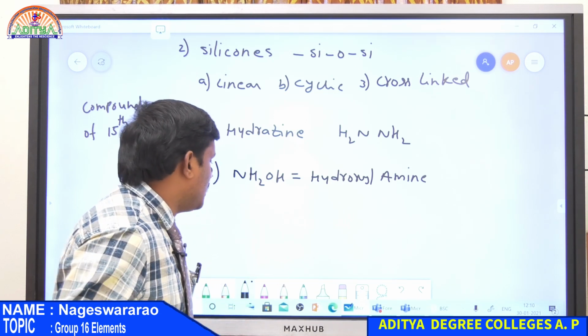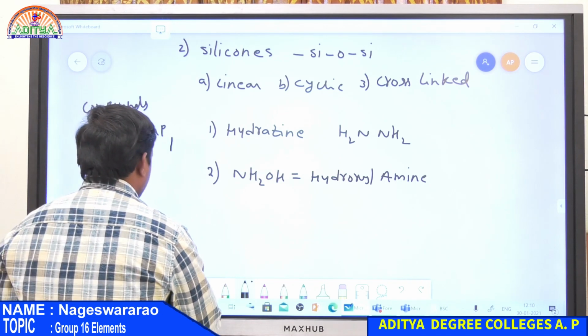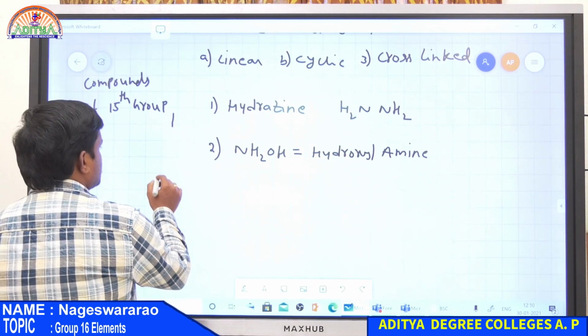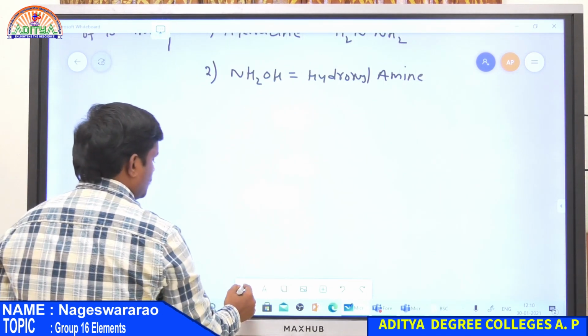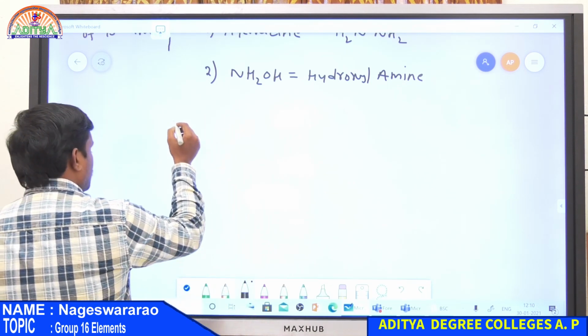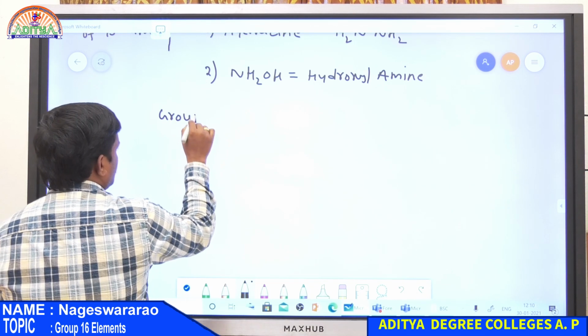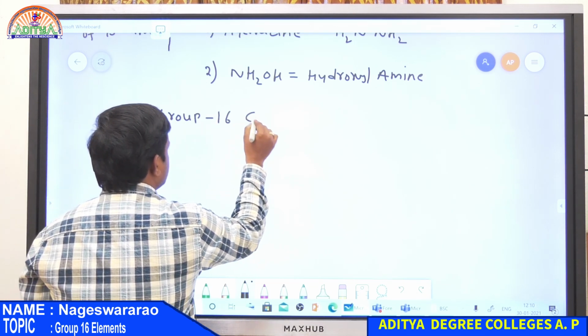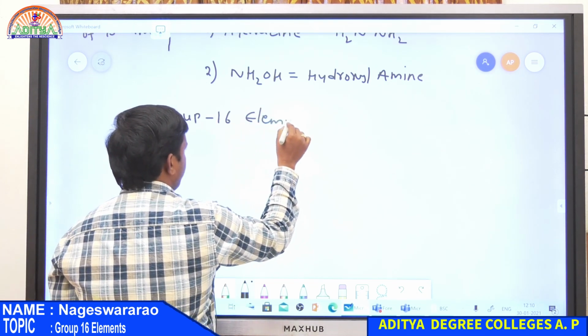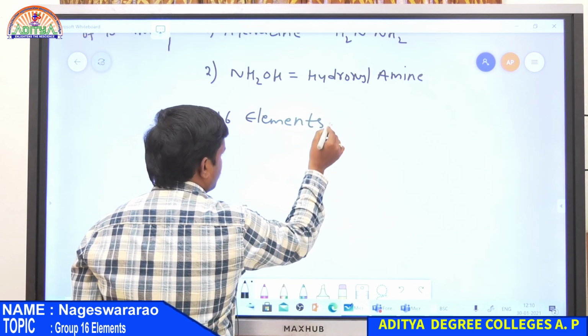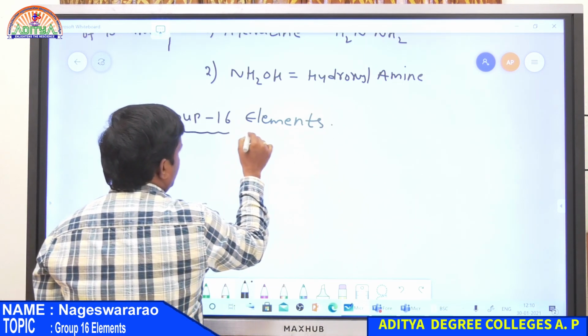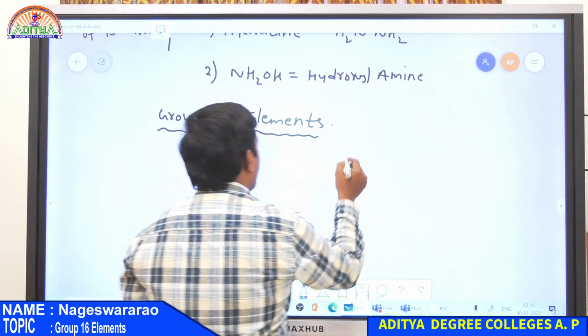Now today I am going to explain 16th group elements. So this is also a P block element. Now group 16 elements, that is simply the oxygen family.